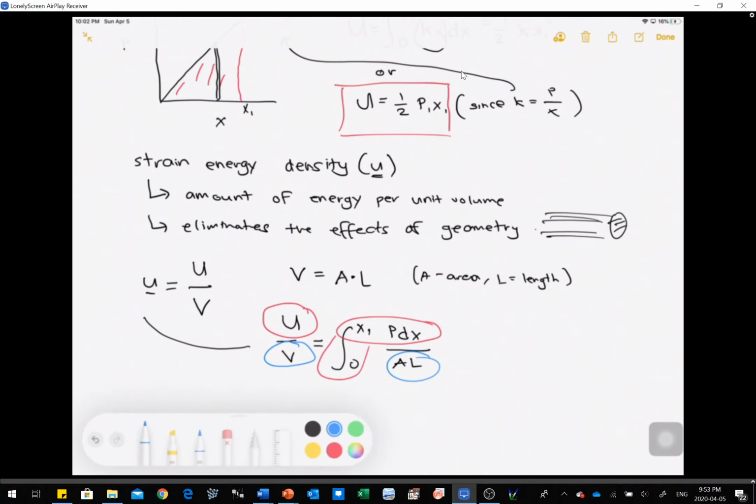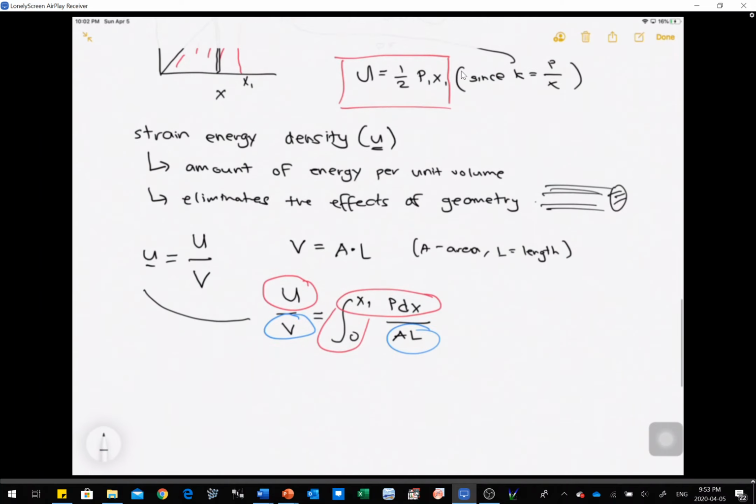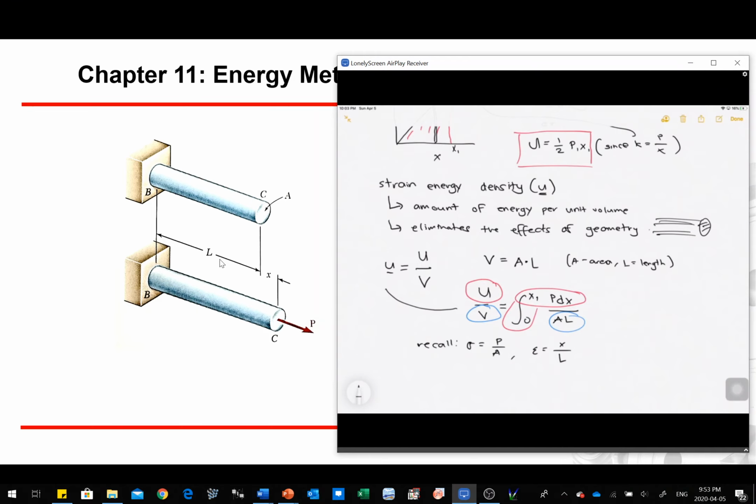Now, we have that equation, and recall that we know that stress is equal to P over A. And we know that our strain is equal to the amount of deformation divided by your original length. Again, going back to our example in the slide, we have L becomes L plus x. Now our strain is defined by x divided by your original L. Now that's force P divided by the area of your cross section right here.